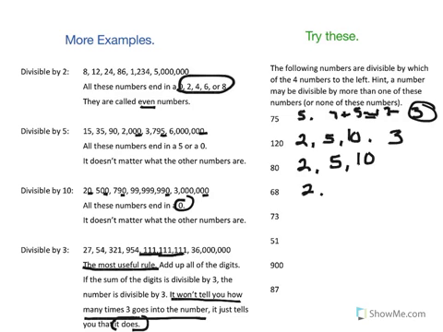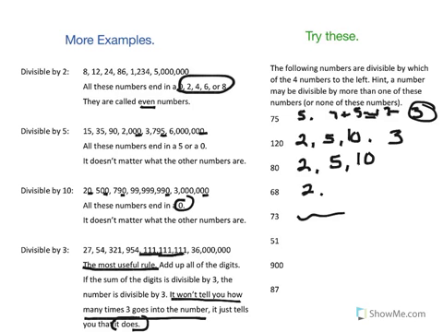73, it's not even. Doesn't end in a 5. Doesn't end in a 0. Oh, it ends in a 3. Does that mean 3 goes in? No. What's the rule for 3? Add them up. 7 plus 3 is 10. 3 doesn't go into 10. So, nothing. No numbers go in of this list. Actually, no numbers at all.